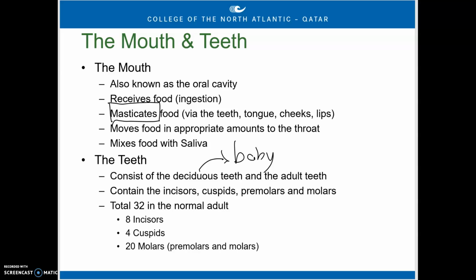We have incisors, there's cuspids, premolars, and molars. In total, a normal healthy adult will have 32 teeth in 2 rows, the top arch and the bottom arch, so the maxilla and the mandible. And we'll see 8 incisors, 4 cuspids, and 20 molars, of course premolars and molars, in a normal healthy adult.